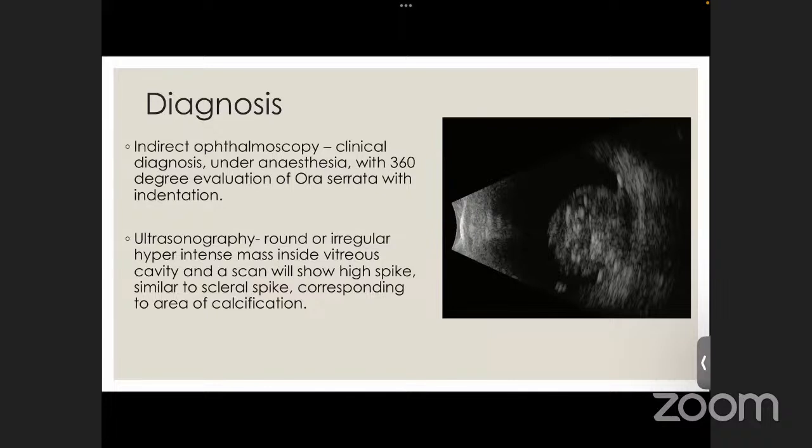Now, coming to the diagnosis, retinoblastoma diagnosis is clinical. So you can do indirect ophthalmoscopy under anesthesia with 360-degree evaluation of the ora serrata with indentation. You can also do ultrasonography, where you can see a round or irregular hyperintense mass inside the vitreous cavity, and corresponding to this calcification, the A scan will show a high spike that is similar to the scleral spike.